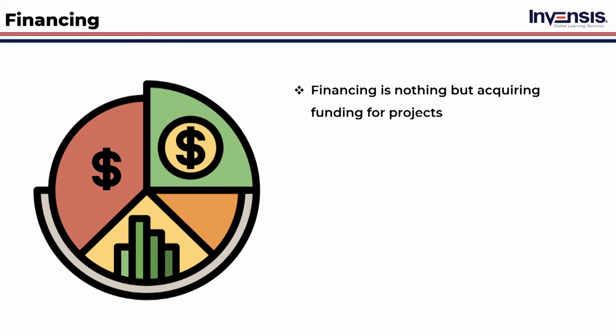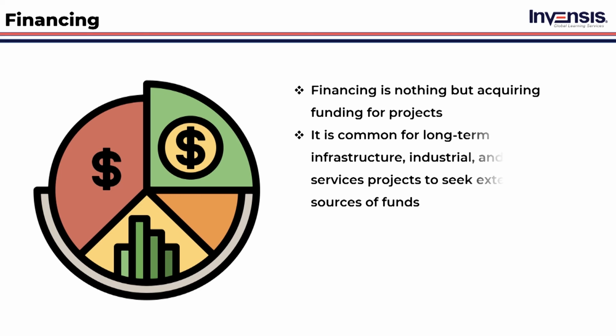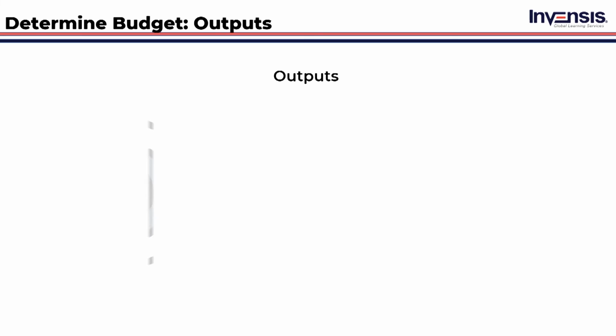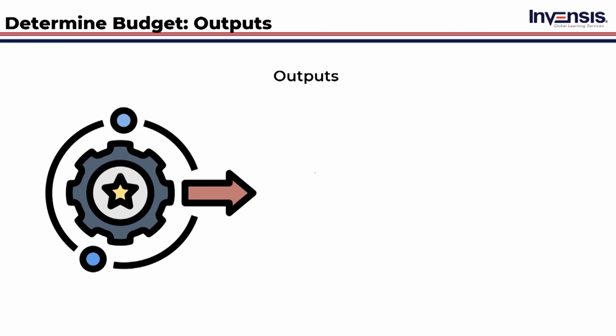Financing is nothing but acquiring funding for projects. It is common for long-term infrastructure, industrial, and public services projects to seek external sources of funds. If a project is funded externally, the funding entity may have certain requirements that are required to be met. These all are the tools and techniques used for determining the budget. Now, let us see the outputs of this process.